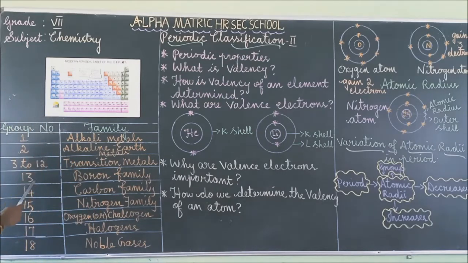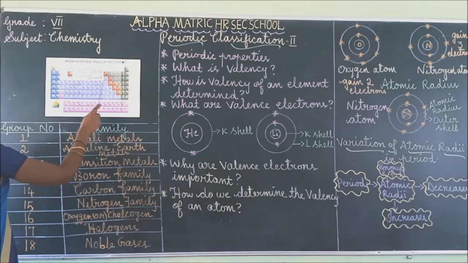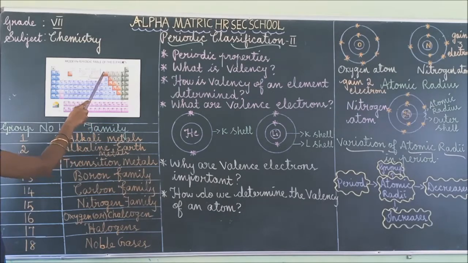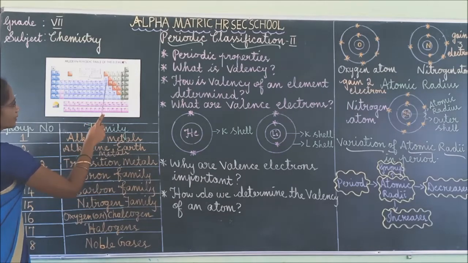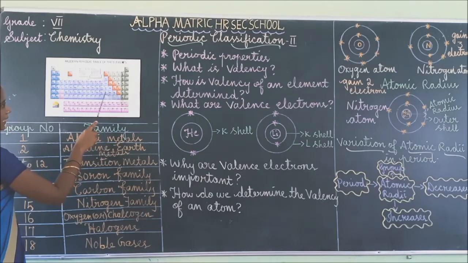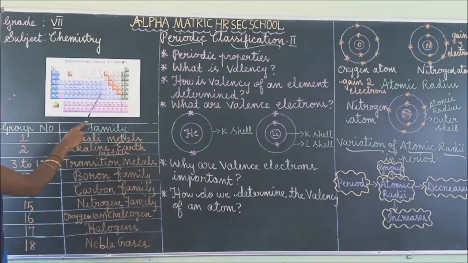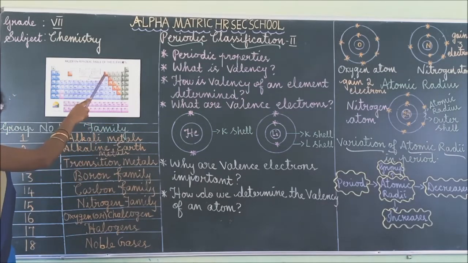Right. So next one is group number 13. Where is group 13? This is group 13. Group 13 is called boron family. In group 13, boron, aluminium, gallium, indium, thallium are given. But boron is the head of this family, right? So group 13 is called boron family.